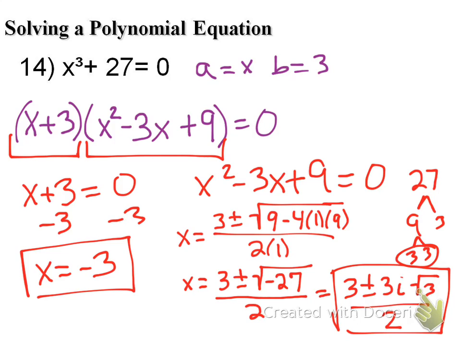Now, if the directions specified only give real solutions, what's your only actual solution here? Negative 3. So read the directions. If they're only asking for real solutions, cross out anything with an i when you get done. Questions on 14? Kind of a tricky one. Don't forget what you know about solving quadratics as you're going through these. If you get stuck, use the quadratic formula or complete the square.